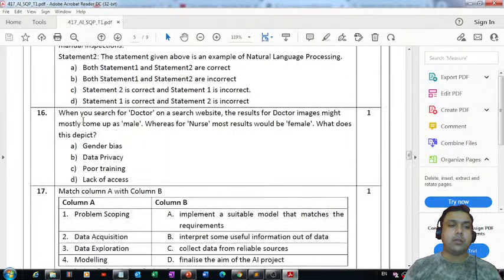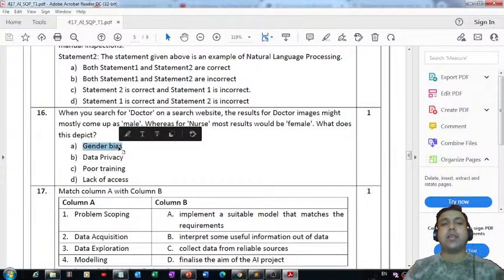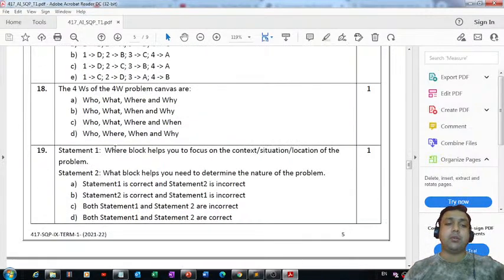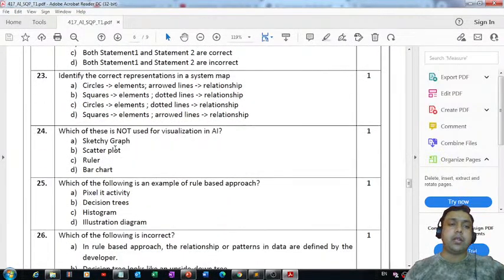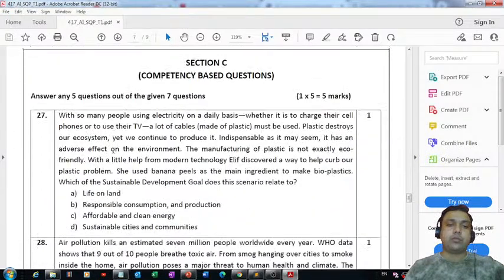Okay, let's come on this one. When you search for doctor on a search website, the results for doctor images might mostly come up with a male, whereas for nurse, most results would be female. What does this depict? Of course, gender bias. So, these types of questions are going to come and you will enjoy these questions definitely. Fine, and you're going to get 90 minutes for attempting 25 questions.